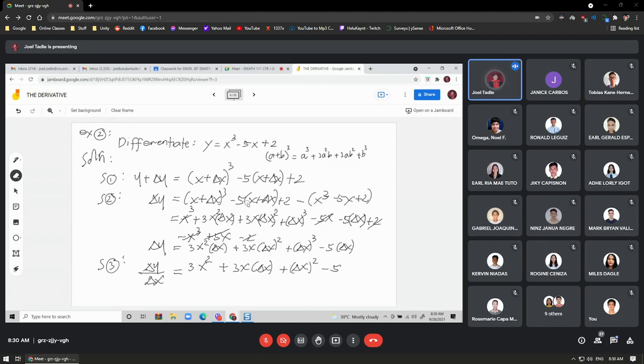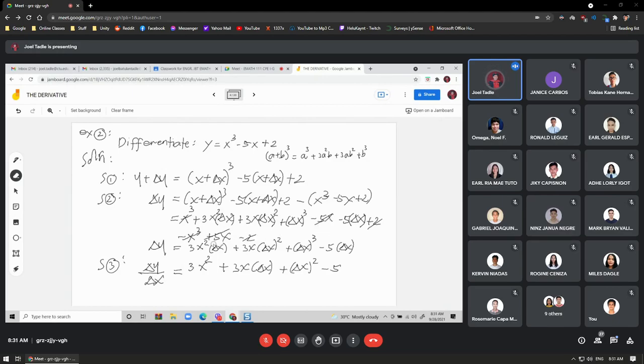So we have negative 5x, then negative 5 delta x. Then plus 2, copy. Then we distribute the negative sign to the parentheses. So we have negative x cubed, positive 5x, negative 2. Then combine similar terms. So the x cubed cancels, and the 5x cancels.